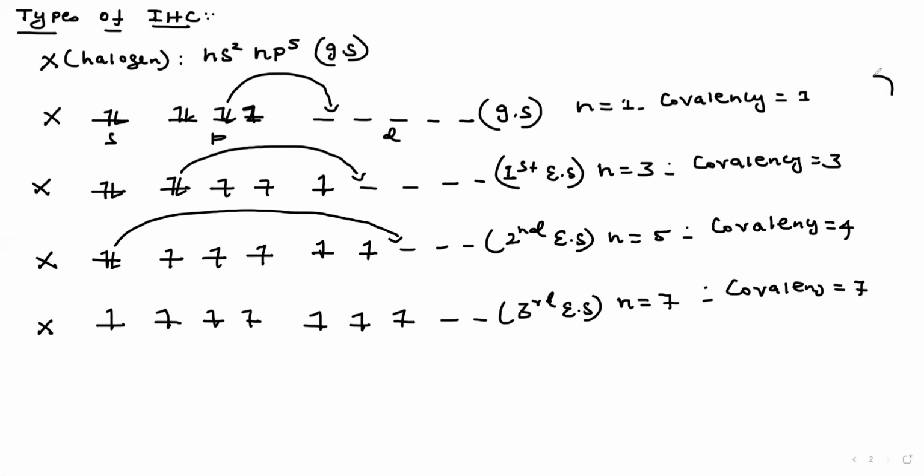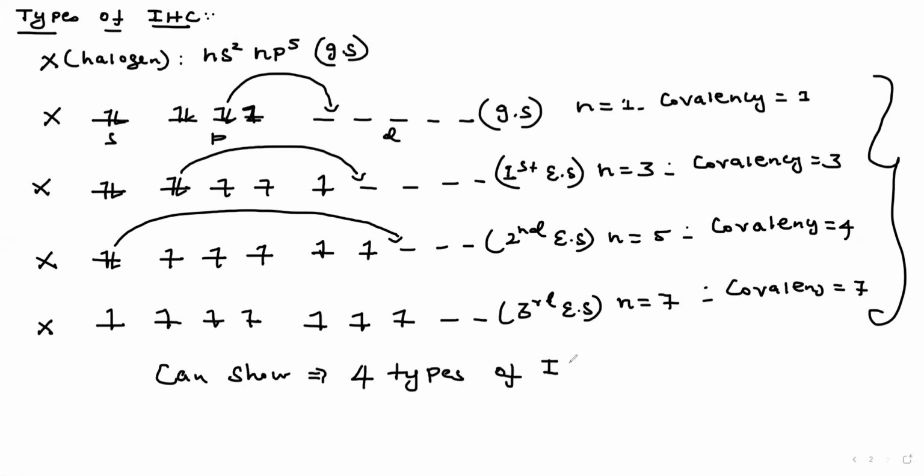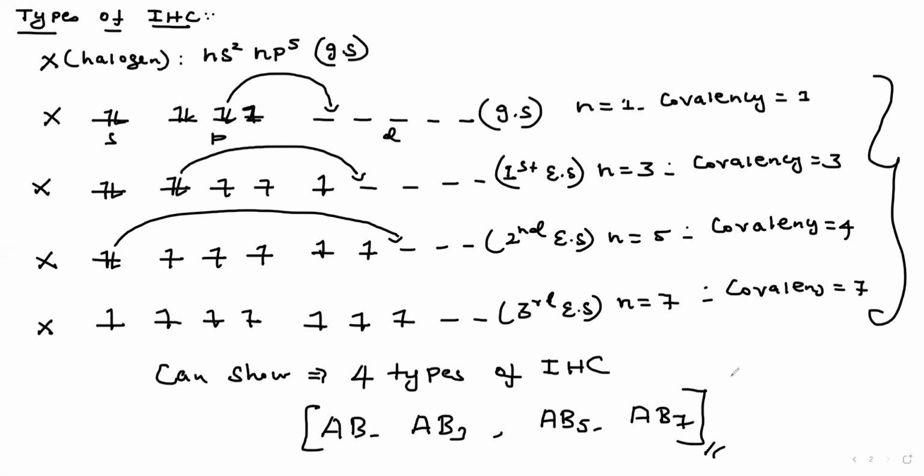Now, this excitation diagram can show that four types of interhalogen compounds are possible, right? What are the types now? We know AB, covalency is 1, right? Then AB3, the covalency 3, right? Therefore, AB5, the covalency 5, right? Then AB7. Therefore, these four types of interhalogen compounds can form between two halogens. Understand? Now I'm going to give you the examples. Okay, what are the interhalogen compounds?